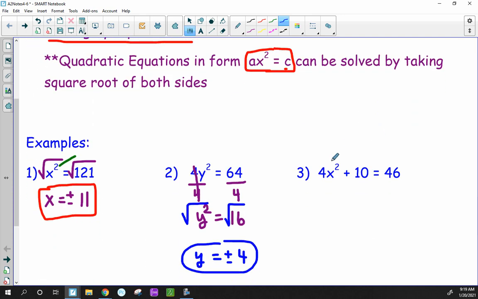Number 3, 4x squared plus 10 equals 46. I notice I have a quadratic term, and I actually have two constants in this problem. I do not have an x. And so the next thing I need to do is put my constants together. I'm going to transpose in the next step. So it's going to be 4x to the second is equal to 46 minus 10. Next step would be 4x to the second is equal to 36 when I subtract those.